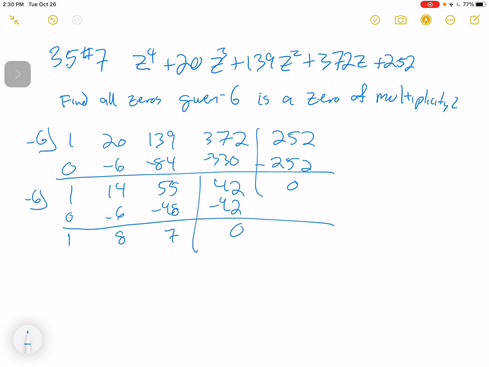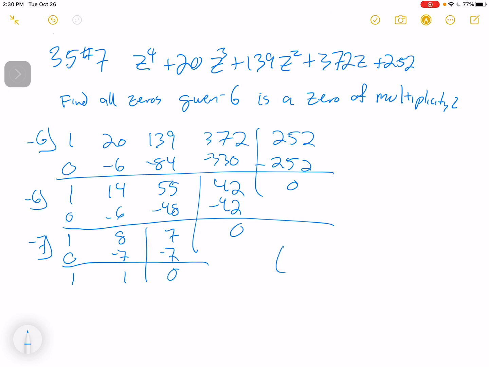And from this, 1, 8, and 7, I can think of the factors of 7 that are going to work here, like negative 7. I'm going to just try that. 1, negative 7, 1, negative 7, 0. So that worked, and clearly the last one's going to be 1.